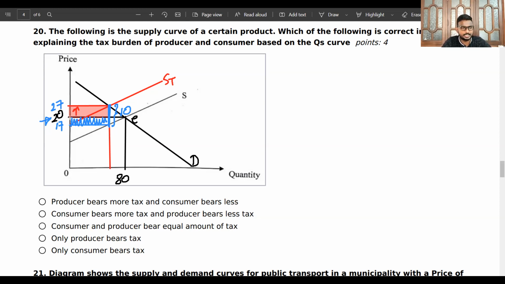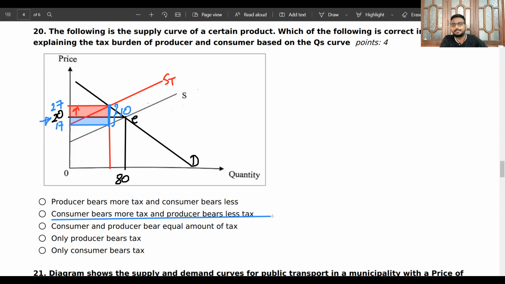And as you can see, consumer's burden is 7 rupees, producer's burden is only 3 rupees. Consumer earlier was paying 20, now paying 27, 7 rupees extra. Producer earlier was getting 20, but now they are getting only 17. So producer's burden is only 3, consumer's burden is 7. That's the total tax, 7 plus 3, 10 rupees. So who is bearing most of the tax now? Consumer is bearing most of the tax, producer is bearing only a small amount of tax. So the answer for that question will be the second one.